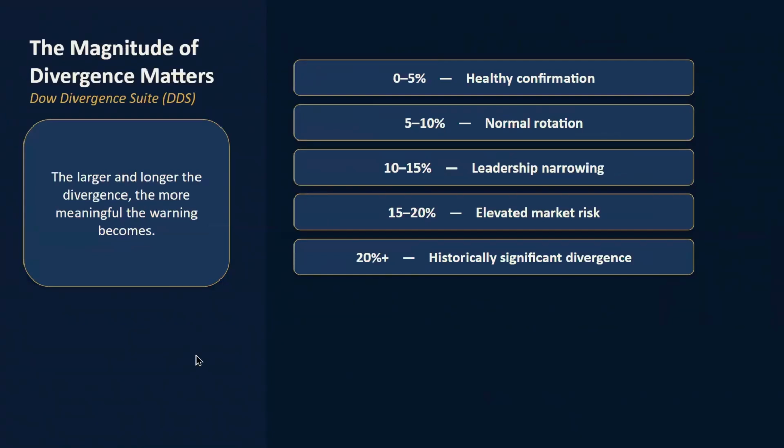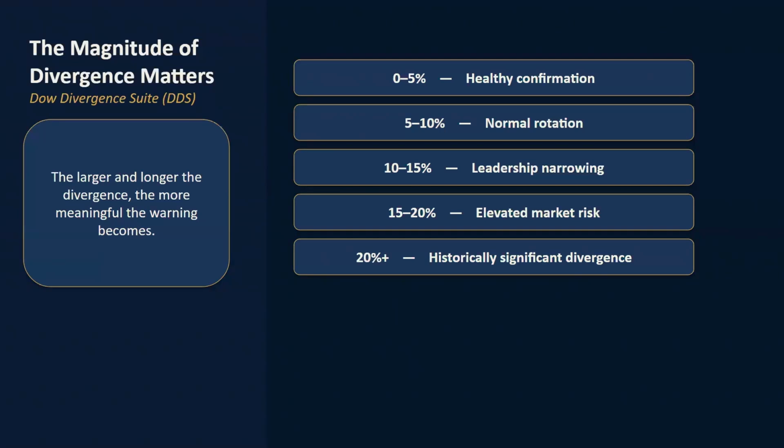So I did some studying back through the different corrections and when the divergence began. And what we discovered is that the larger and the longer the divergence, the more meaningful the warning becomes. I can't time it exactly, but we can get to a stage where we get to these levels here, a historically significant divergence. What does that mean? So when we get to that level, that's a 20% divergence, and we'll go into how we measure that, between the Dow Jones Industrial Average and the transportations themselves.